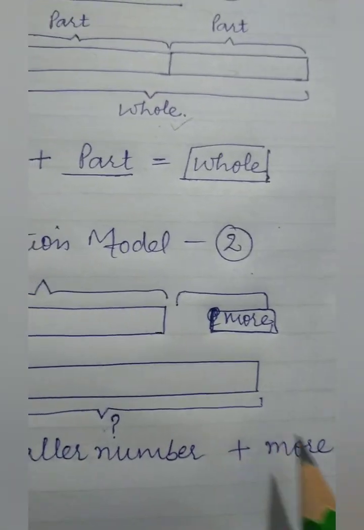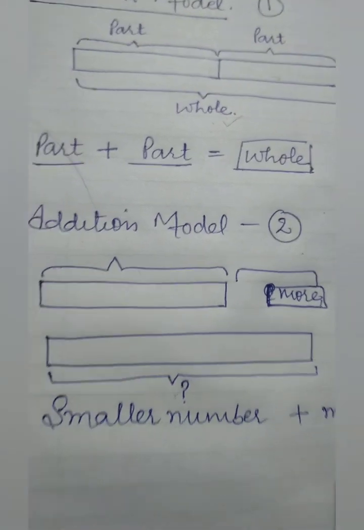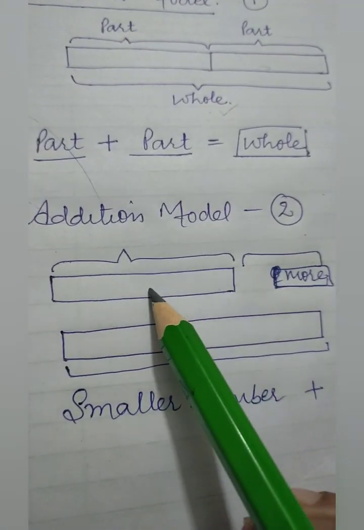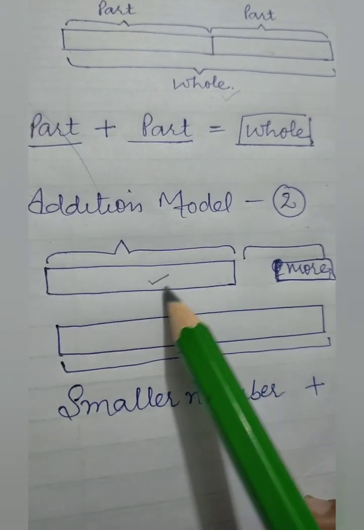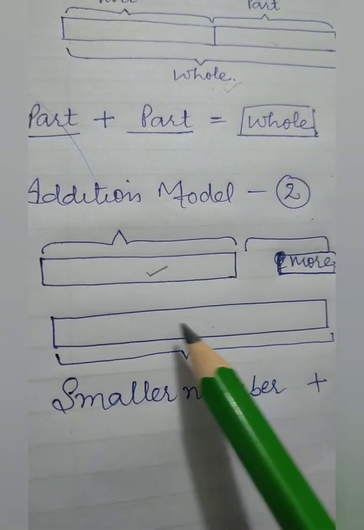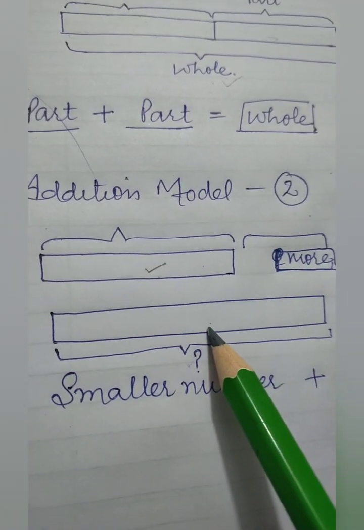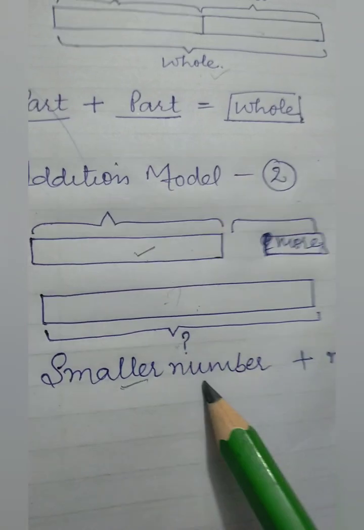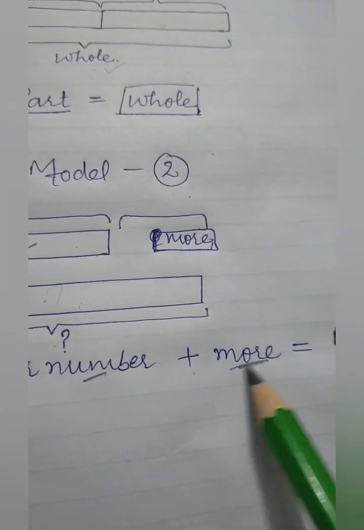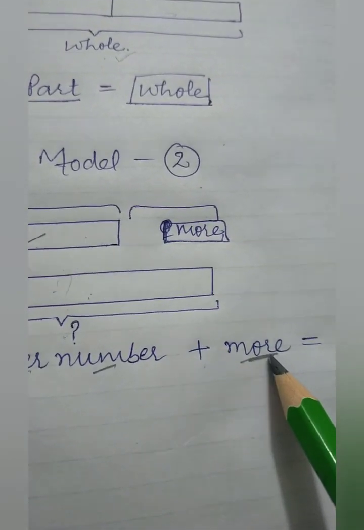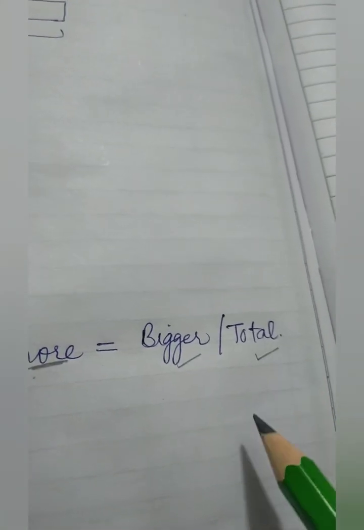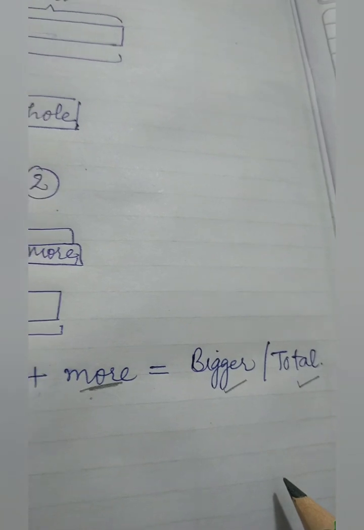Then one more addition model is there. This is drawn in those sums where the word "more" or the more quantity is given. One model is drawn for the given quantity and a second model is drawn for the more than that quantity, and that we have to find out. Smaller number plus the more number, the quantity which will be given more, we will add both and we will get the bigger, or the total quantity of that sum.